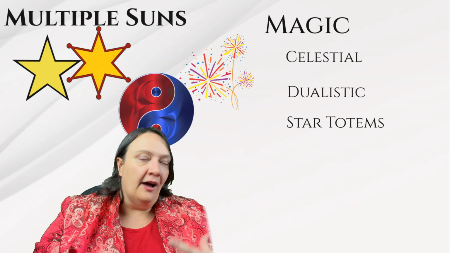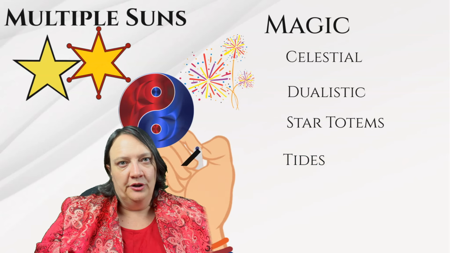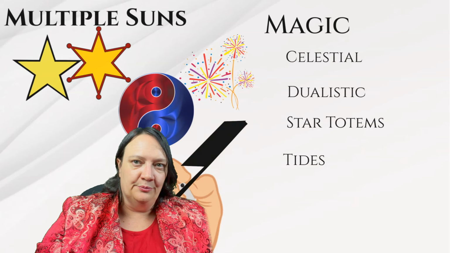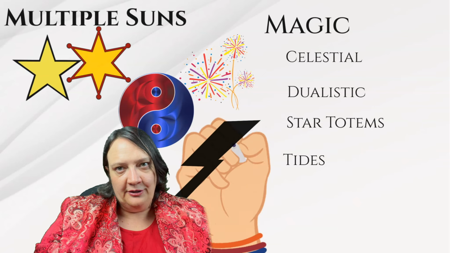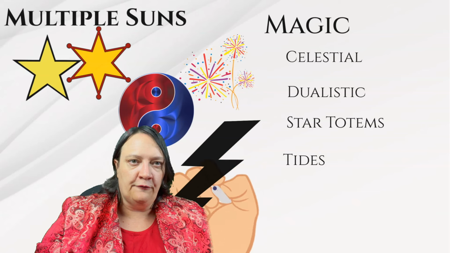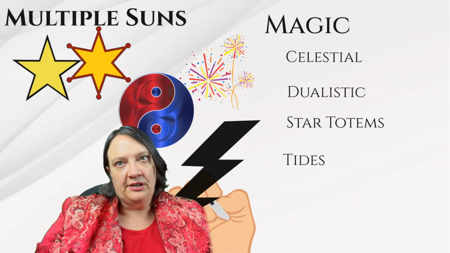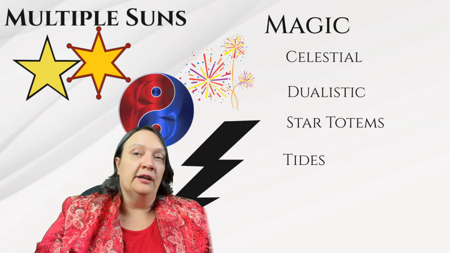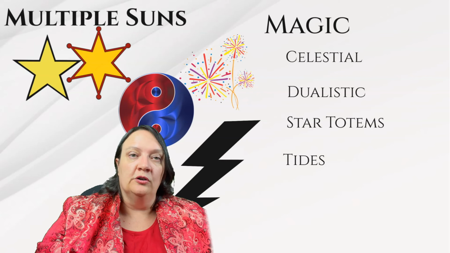Then, of course, tidal magic would absolutely work in this. Given the significant impact of binary star systems on the tides, it absolutely makes sense to have a magic system that draws power from the tides, from gravity, much the same way as multiple moons gives you this kind of magic very naturally. It is worth exploring in a multiple sun world as well.